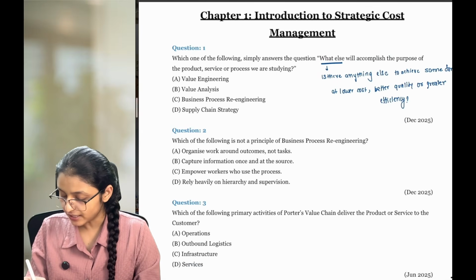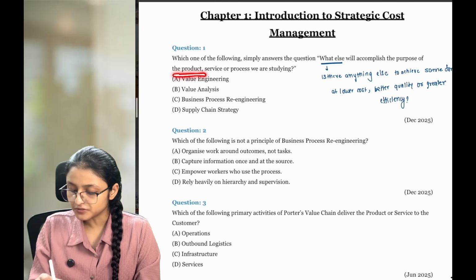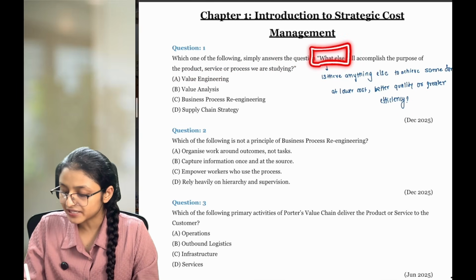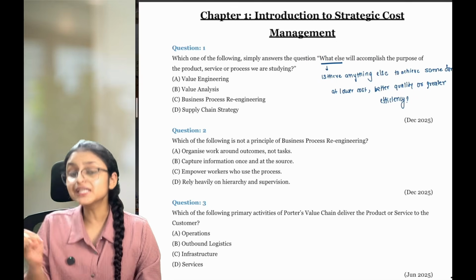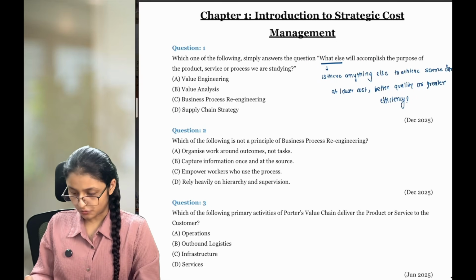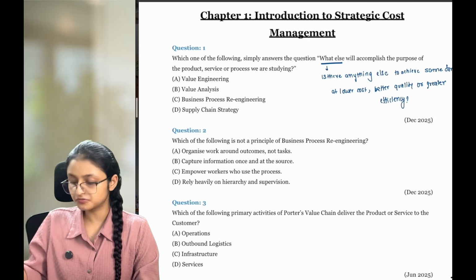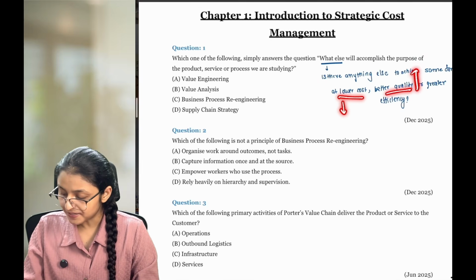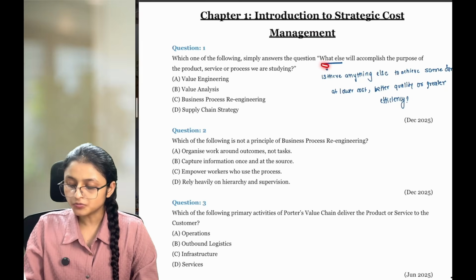Which one of the following simply answers the question, what else will accomplish the purpose of the product, service or process we are studying? When we are saying what else, what does it mean? We want to find out something else to fulfill our requirement or the function which we are providing for the product or services to the customer, but that should be at lower cost, better quality, and greater efficiency. That is what we are finding out.